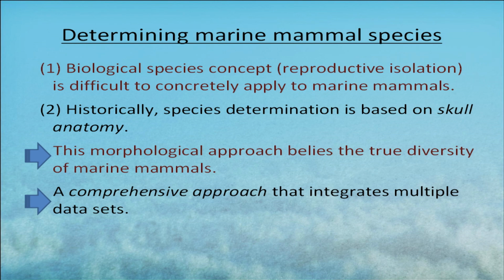And since much of our research efforts are focused on conserving marine mammals, and to correctly conserve them we need to know how many species there are, we really need a better mechanism to determine how many marine mammal species there are. As a result, in the last decade or so, there's come about more of a comprehensive approach that basically says, let's take a look at different types of data and see if we can integrate them with the skull anatomy to really determine the correct number of species.